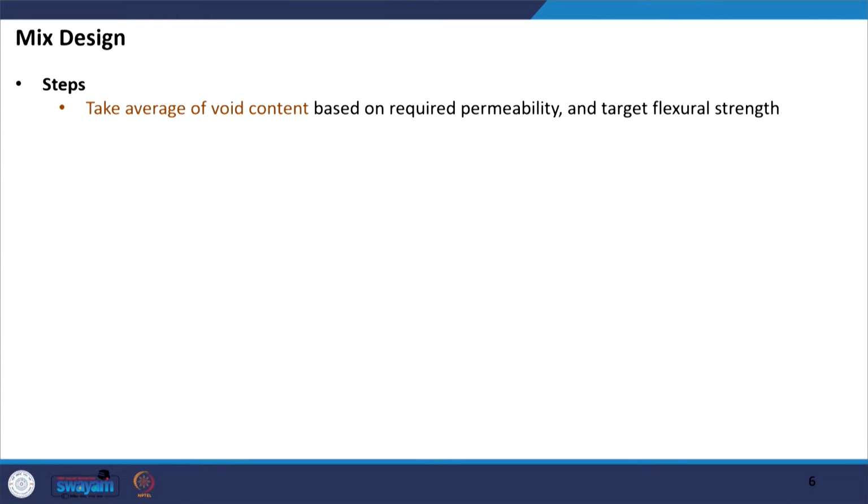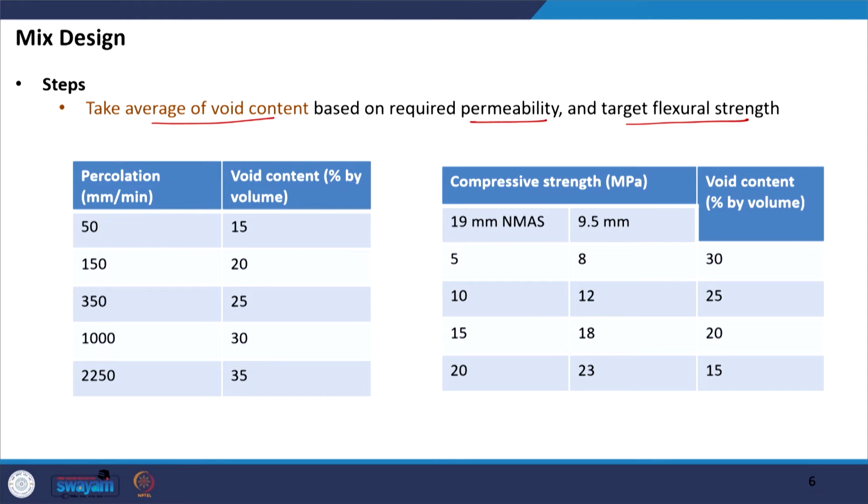Here what they have given, that the code says that there are two ways to choose the average void content based on the targeted permeability, okay, and targeted strength. So, as I said, a trade off is required. So, the void content is a function of again the desirable permeability which I want to achieve, and also the target, the compressive, I think this should be compressive strength. So, the targeted compressive strength of the concrete, alright.